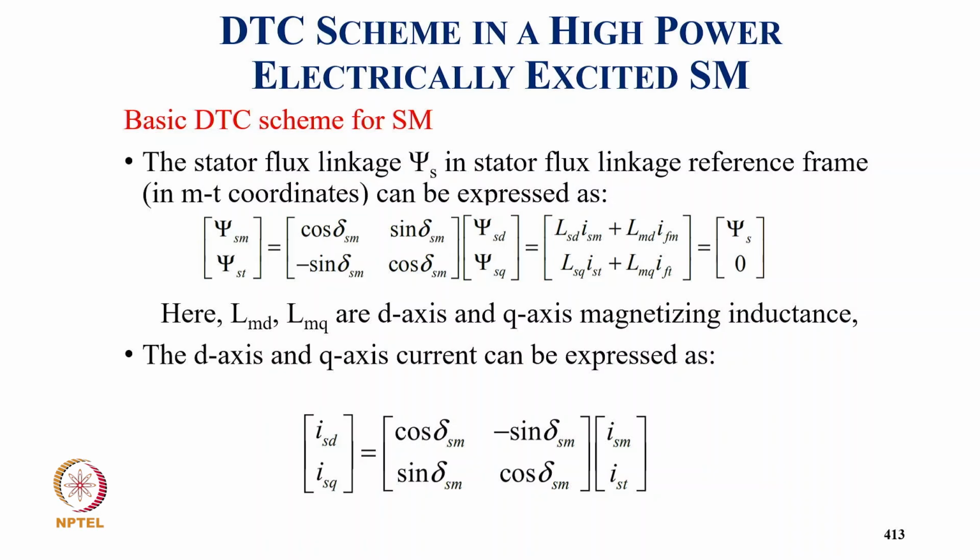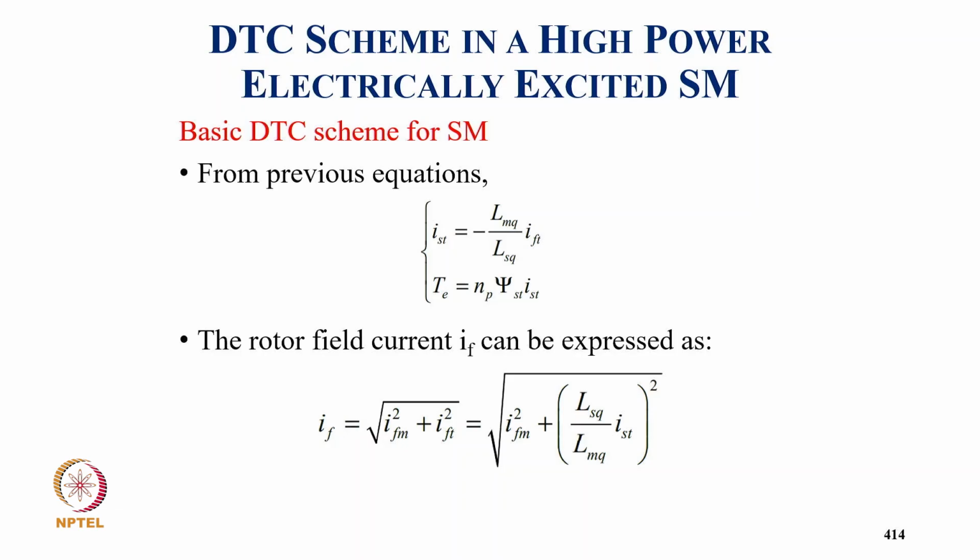MT coordinate can be written as psi SM, psi ST, cos delta, sin delta, minus sin delta, cos delta, function of psi SD, psi SQ, equal to LSD ISM plus LMD IFM, LSQ IST, LMQ IFT, and equal to psi S0. So here LMD, LMQ are the D axis and Q axis magnetizing inductances, and DQ axis current can be written as cos delta, minus sin delta, sin delta, cos delta, ISM, IST. And from the previous equation, IST equal to minus LMQ upon LSQ IFT, and T equal to NP psi SM IST.